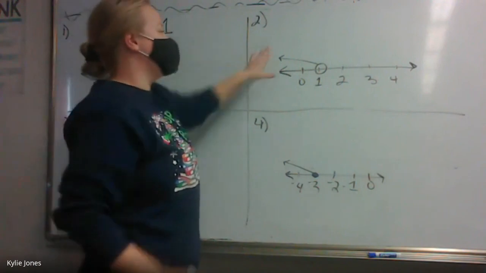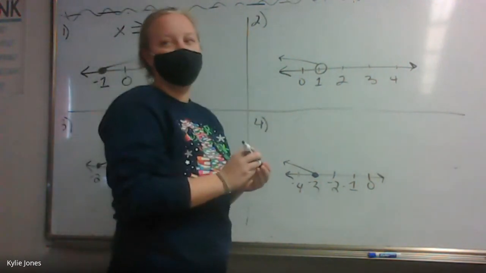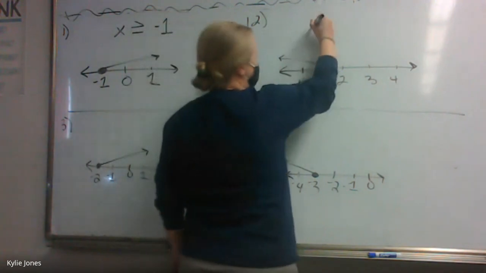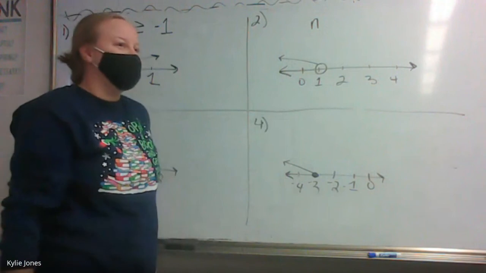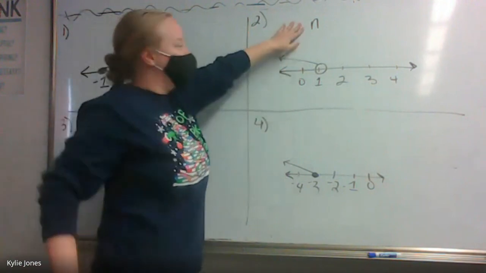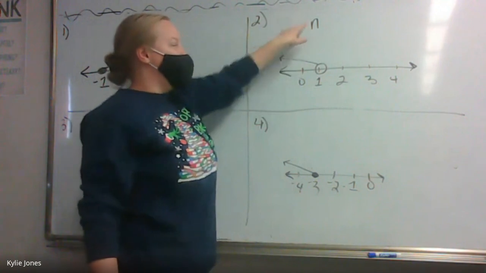Okay. Let's look at number 2 here. Someone asked me if it's always an X. It's not. You can use N if you want to. You can use Y, Z, whatever variable you want to use works. So if we use N for number, so your number needs to be what?